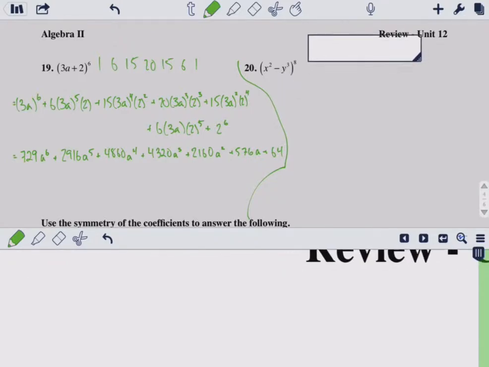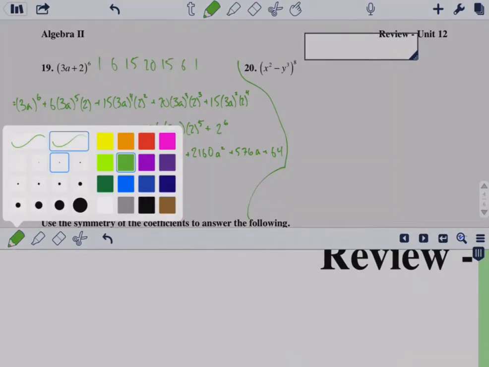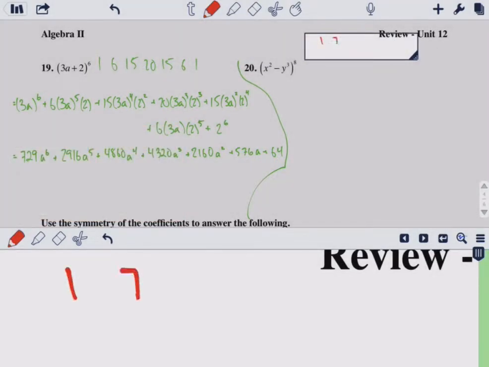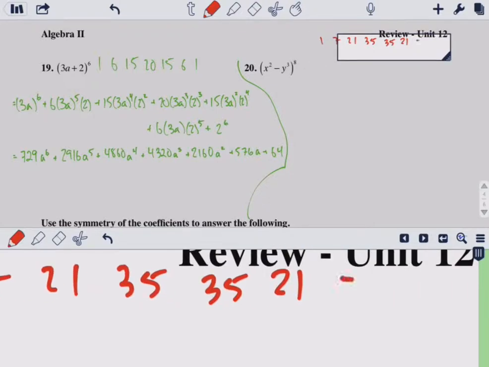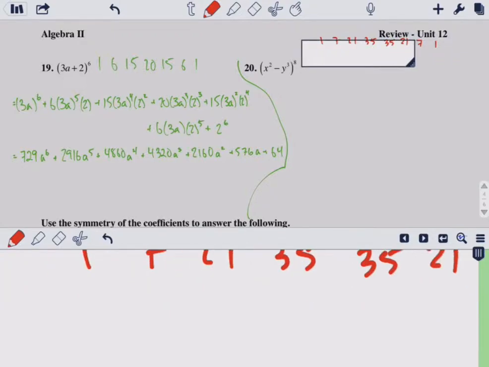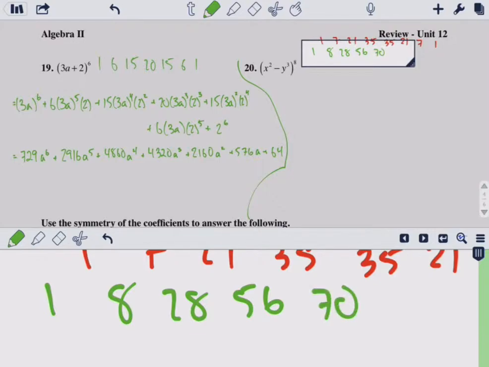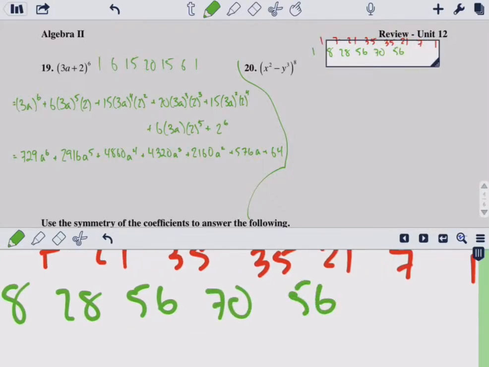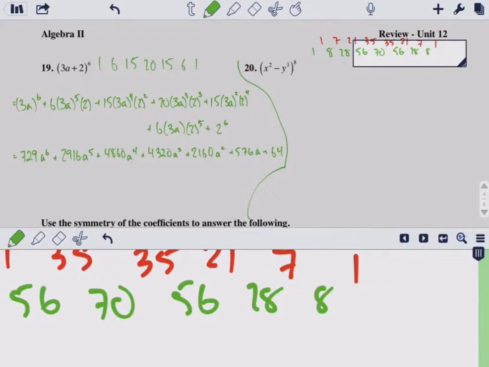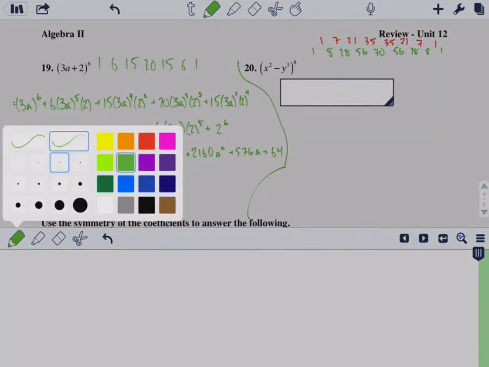Alright, so x squared minus y cubed to the 8th. Okay, so we had 6 over here. So 1, 7, 21, 35, 35, 21, 7, 1. Okay, and then from there it would be 1, 8, 28, 56, 70, 56, 28, 8, and 1. Okay, so let's try to do our best here.